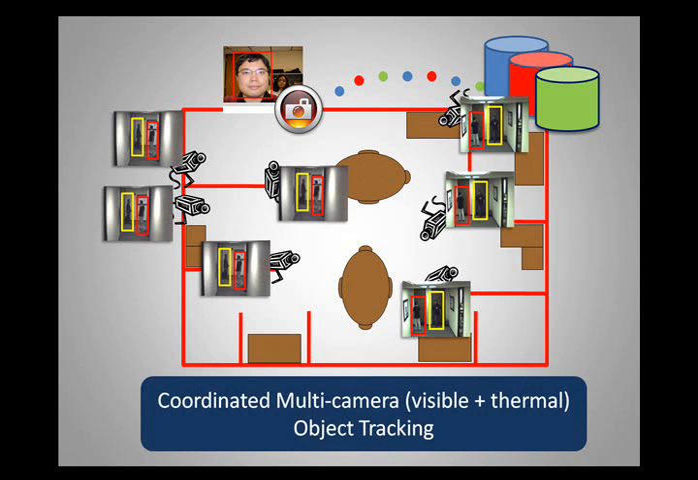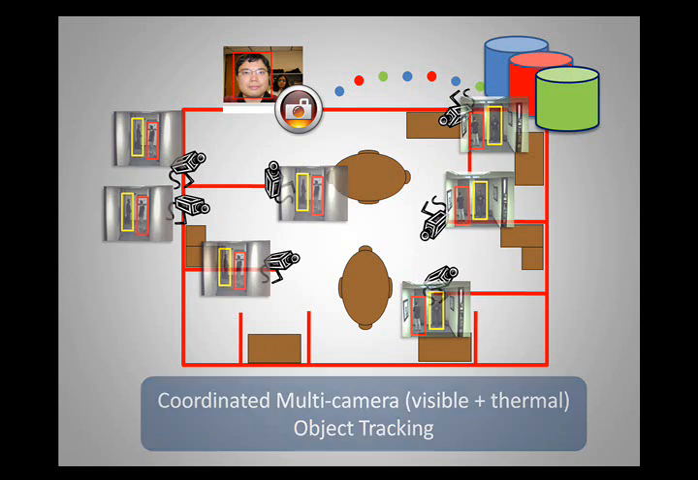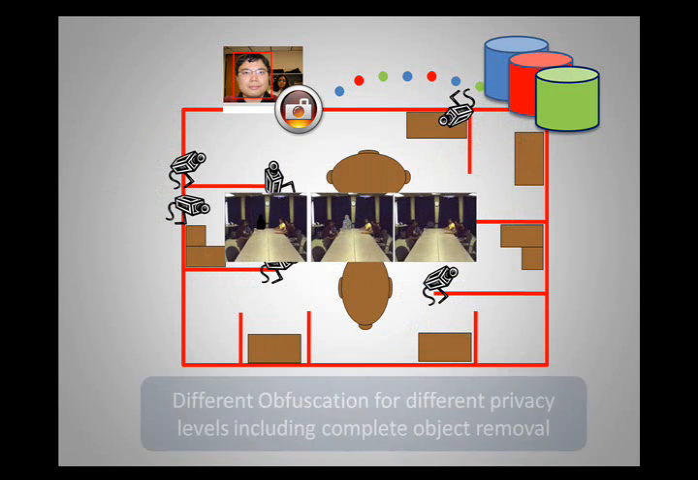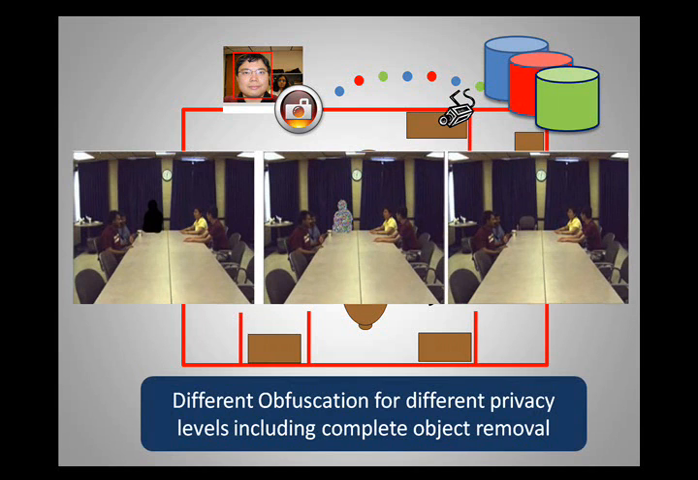We have also built a camera network that consists of both regular and thermal cameras. Different cameras coordinate with each other so that objects can be tracked throughout the whole environment. The object tracking allows us to provide the desired privacy protection level at all times. Image obfuscation is applied to use black box, noisy silhouette, or even complete object removal for privacy protection.